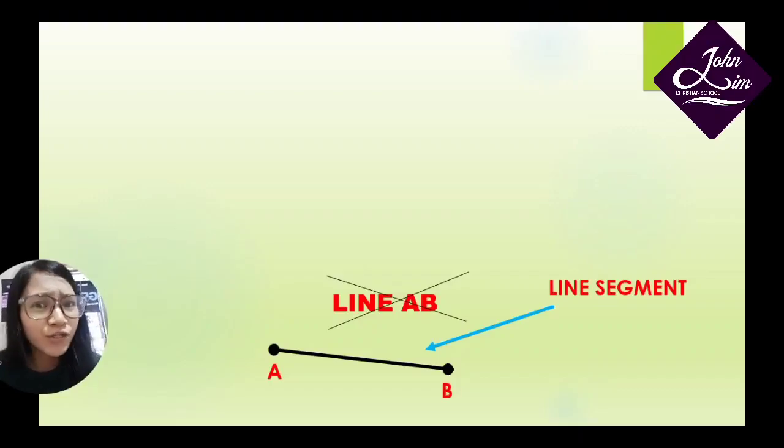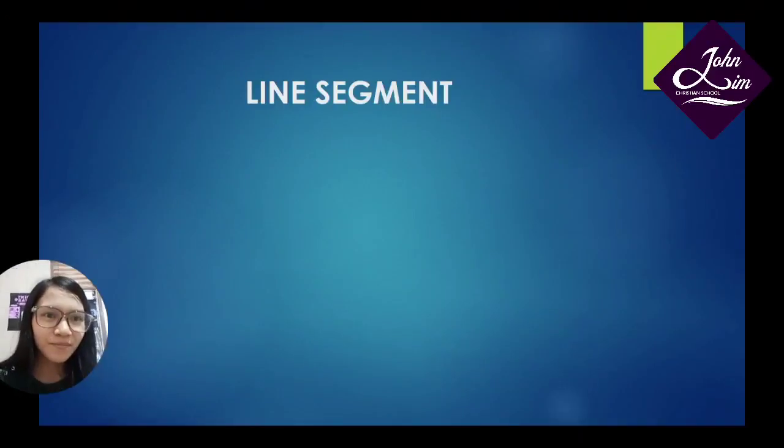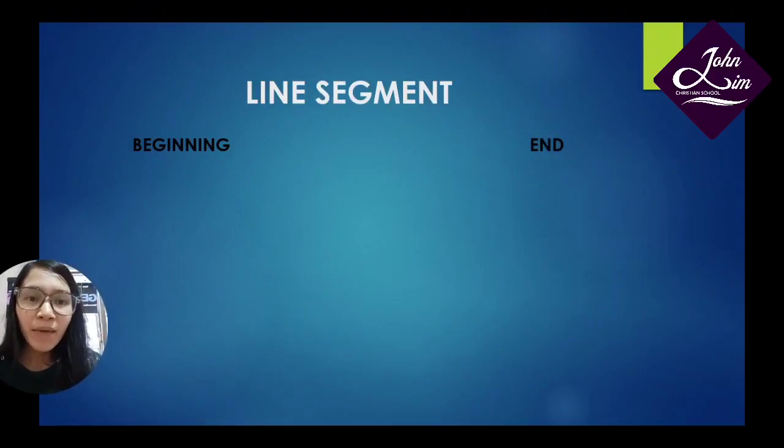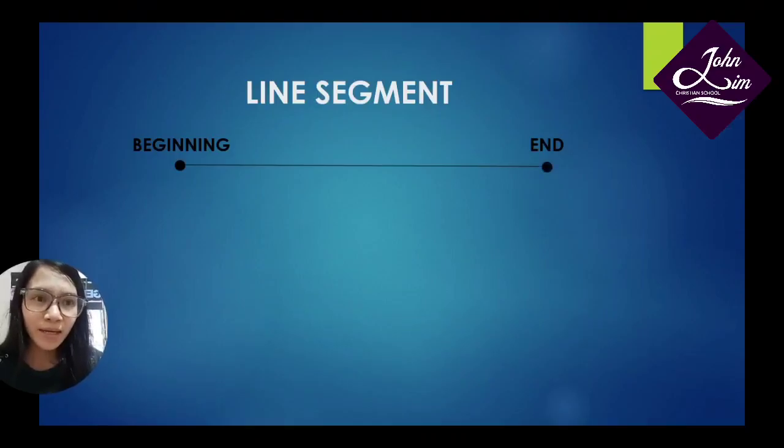So, what is the difference between them? That's a good question. Okay, we start with the line segment. A line segment has a beginning and an end. So, if we want to draw a line segment, we start by making a beginning point, and then we make an end point. And when we connect them like this, now we get a line segment. Yes, this is a line segment.